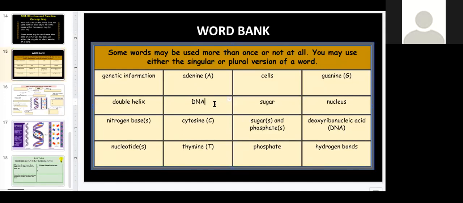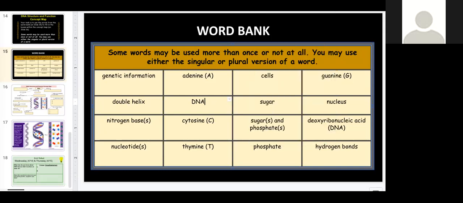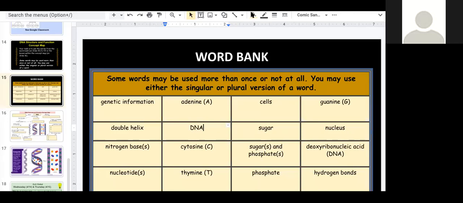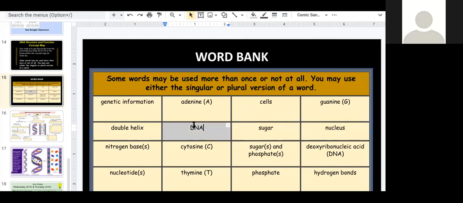So if I've used a word, I can cross it out. I can change the color. Do what you need to your word bank to make it obvious that you've used this word, right? I can even change the color here. Let me show you how I change it. I'm going to change the color of the box. You can click on this paint bucket and I can change it to gray, saying I've used DNA.